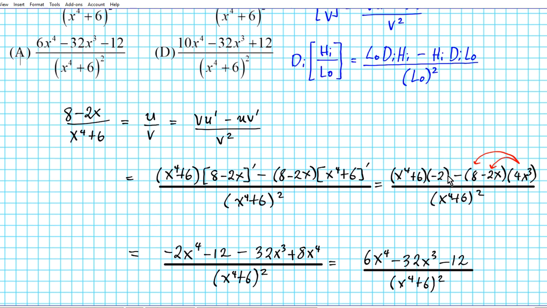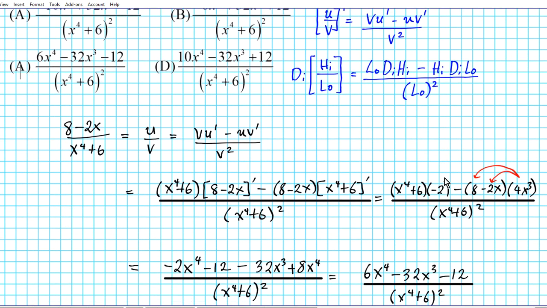The answer to question number 3, let's see, is option letter C. So this right here is supposed to be C, not A. Alright, so our answer is option letter C.